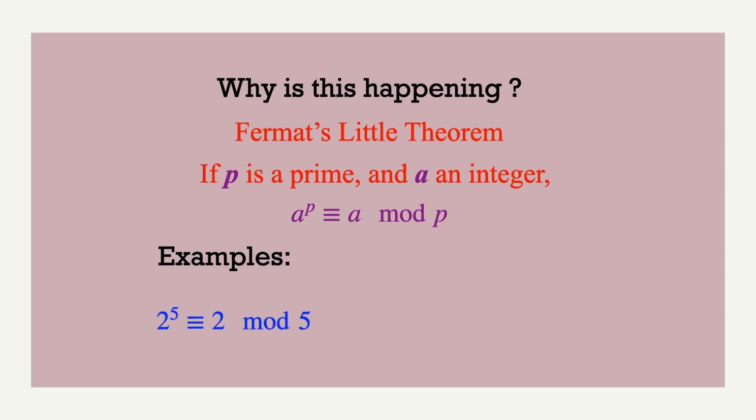For a equal to 2, and p equal to 5, 2 to the 5th is congruent to 2 mod 5. Pause the video and verify that 5 divides 32 minus 2. And also 2 cubed is congruent to 2 mod 3. You can verify that 8 minus 2 is a multiple of 3. And this will generalize to any integer n. That is, n to the 5th is congruent to n mod 5, and n cubed is congruent to n mod 3.